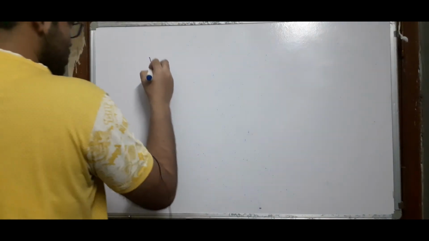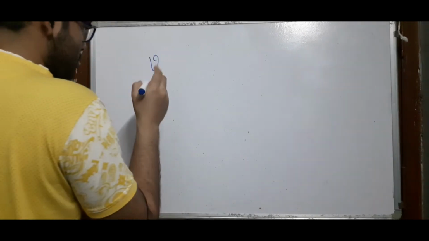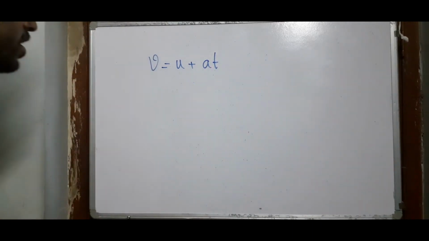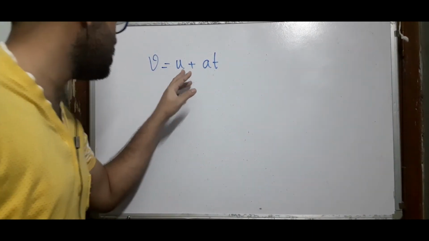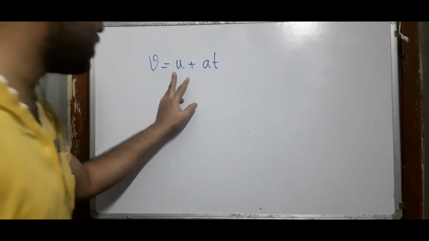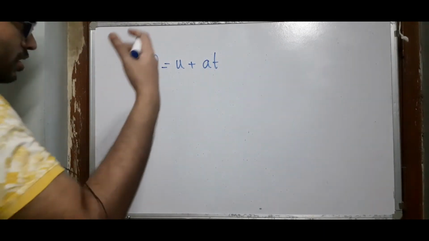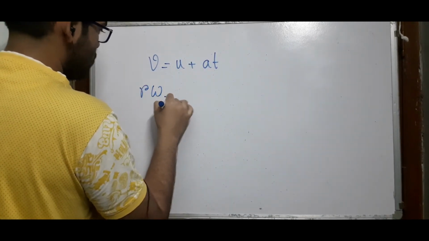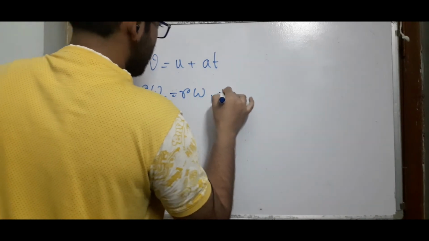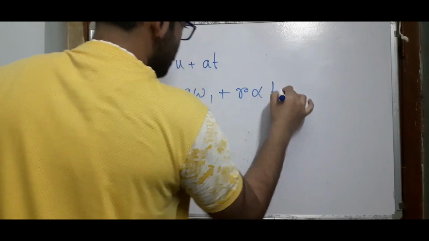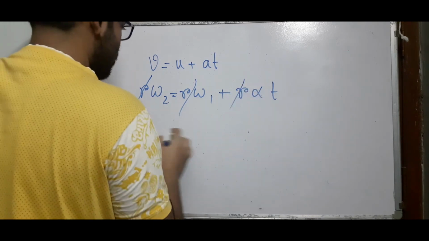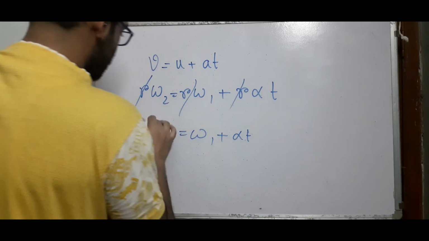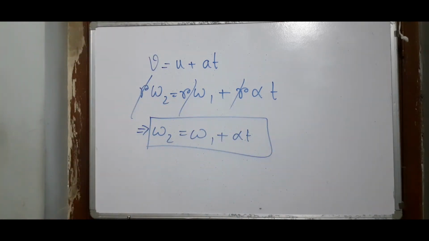In linear motion, you know the kinematical equation, that is v equals u plus at, where a is the linear acceleration, t is the time, u is the initial velocity, v is the final velocity. Go ahead and replace them with the analogous circular motion physical quantities, that is r omega 2 equals r omega 1 plus r alpha times t. You can cancel r from both sides and you will arrive at the analogous kinematical equation for rotation. This is the first equation, pretty easy, right?